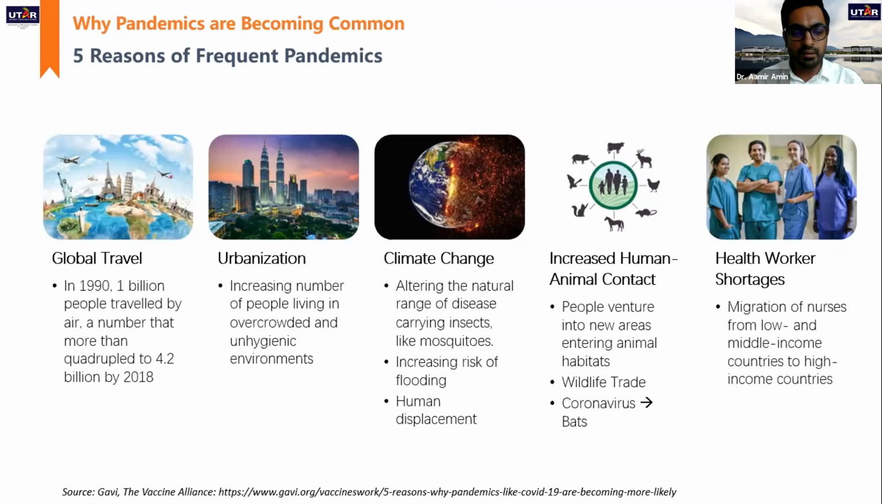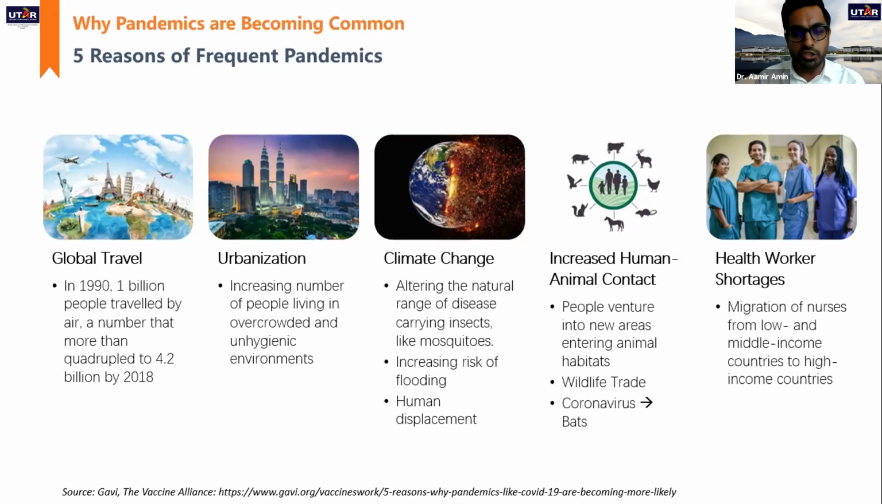The second reason which has contributed towards more frequent pandemics is urbanization. That means people are moving from rural areas to urban areas. Cities have become crowded, and people are living in overcrowded places and unhygienic environments. Flats and condominiums are filled with a lot of people living nearby, and the space to live is small, which gives more chances for viral diseases to spread.